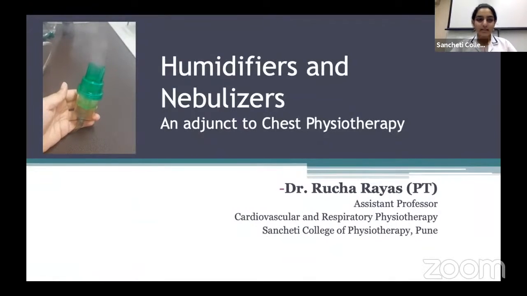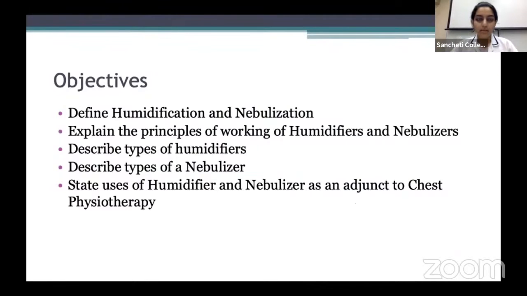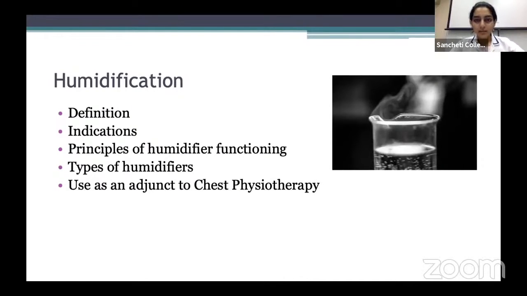Okay. Right. So basically what I'm going to cover today is some basic concepts of how humidifiers and nebulizers work. We will be learning about the definition of each of these terminologies, the principles of working of both humidifiers and nebulizers, both of their types, and how exactly they are used as an adjunct to chest physiotherapy. So let's begin with humidification. When I say humidification, what we are going to go through is the definition, indications, principles of working, types, and how it is used.